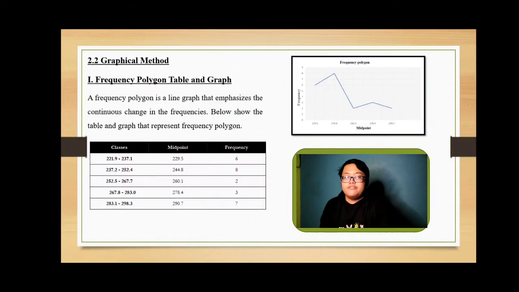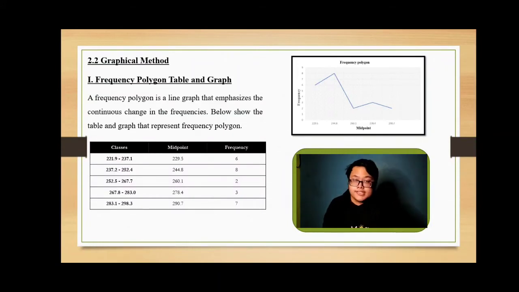For our frequency, we have 6 for the first line, 8 for the second line, 2 for the third line, 3 for the fourth line, and 7 for the last line. For midpoints, the first one is 229.5, the second one is 244.8, the third one is 260.1, the fourth one is 278.4, and the last one is 290.7.